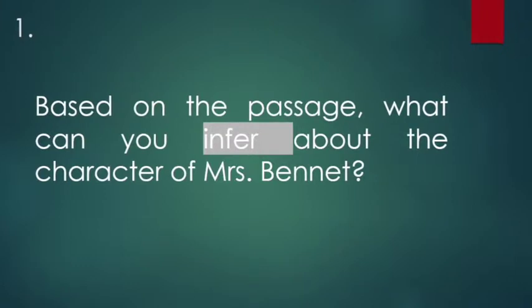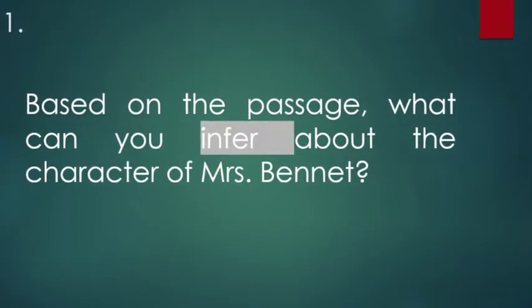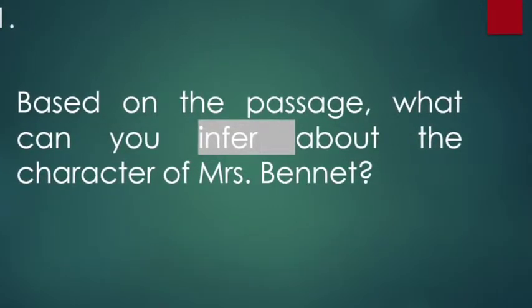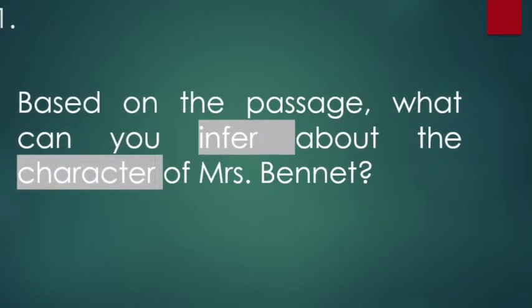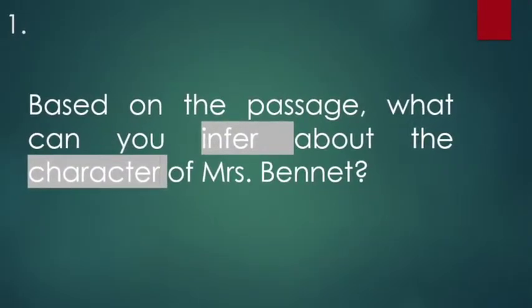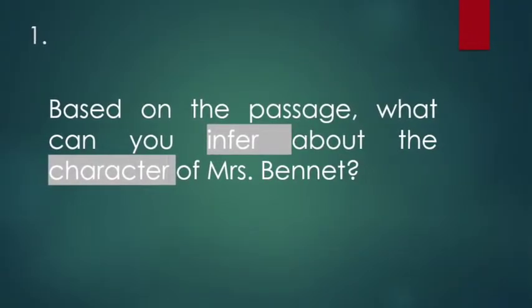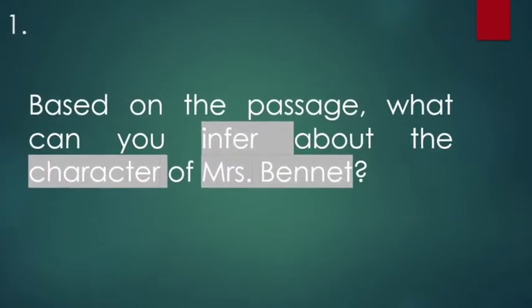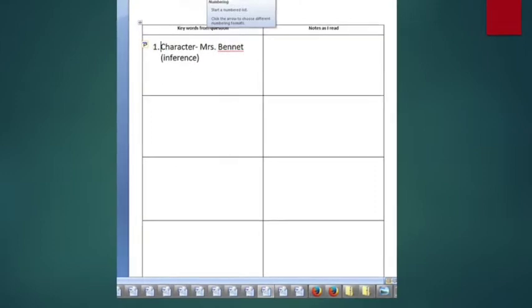I know that I'm going to have to make an inference. Now an inference is something that is not going to be directly stated in the text. So the next thing I'm thinking about is, what am I making an inference about? And what I'm making an inference about is a character. And then I think, which character am I making an inference about? And I see that I'm making an inference about the character of Mrs. Bennet. So now I'm going to take all that information and put it right into my graphic organizer.